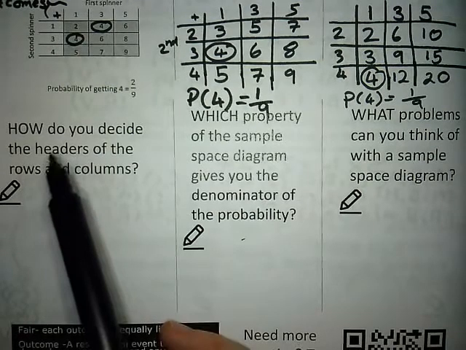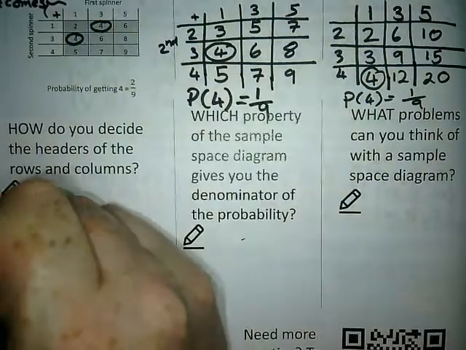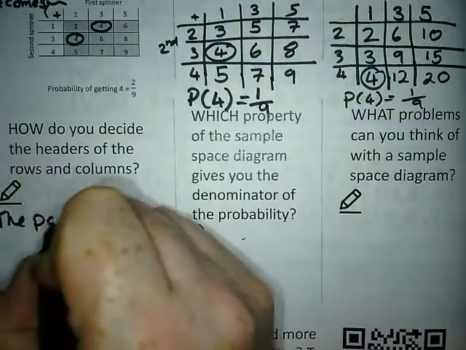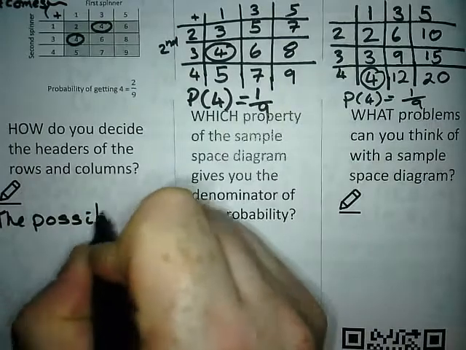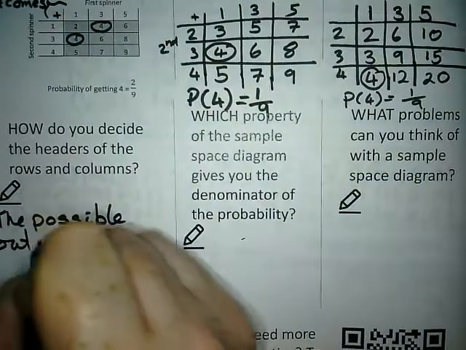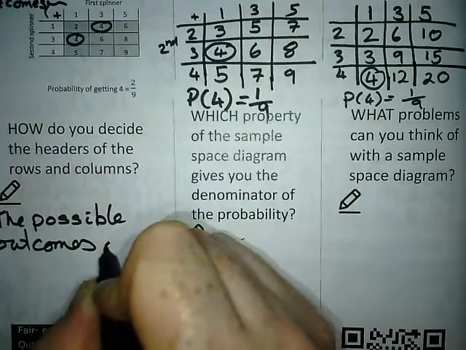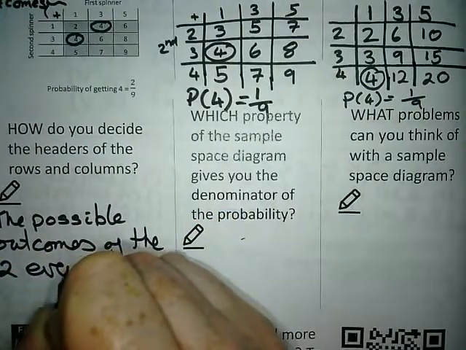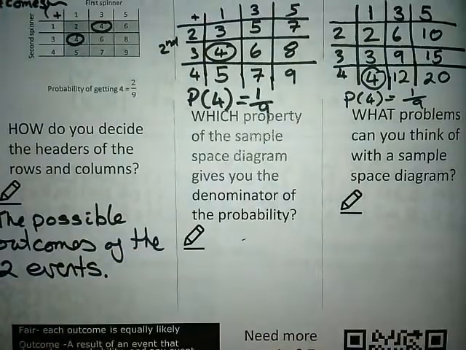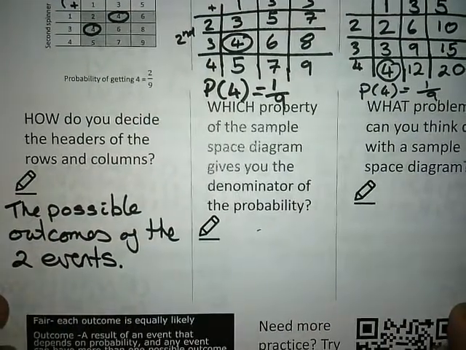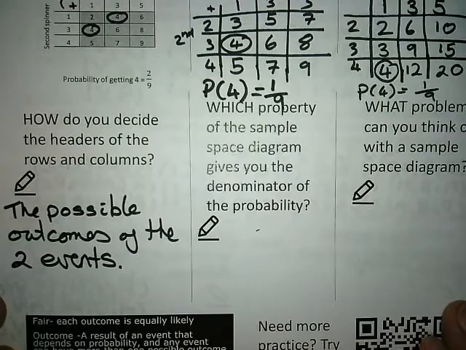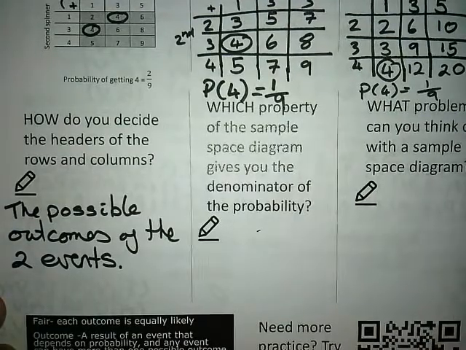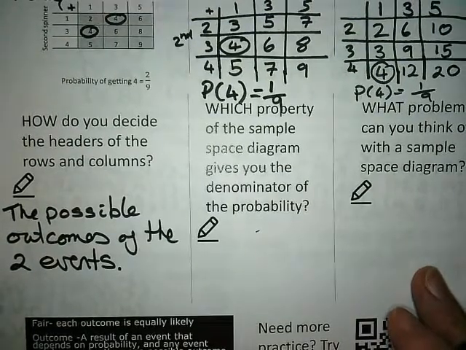Right. So the headers are just the possible outcomes of the 2 events. So the scores you could get on the spinner, the numbers you can get on a dice, the counters you could pick out of a bag.